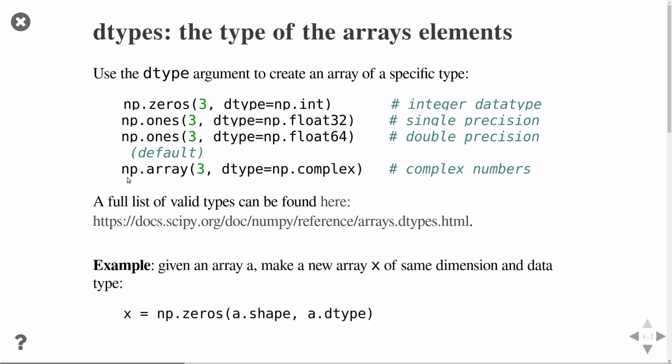And so here's an example of how you can use these attributes. If you want to create a copy of an existing Numpy array with the same shape, so the same vector length or matrix size or whatever, in the same data type, you can just write np.zeros, a.shape, and a.dtype. Then you get the same version of that array, but with zeros inside.